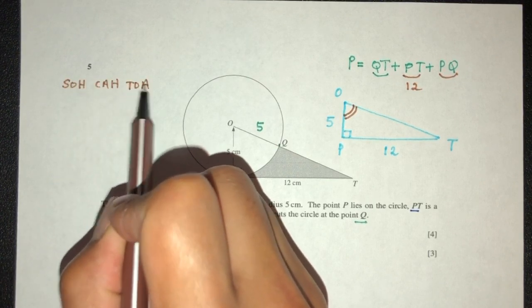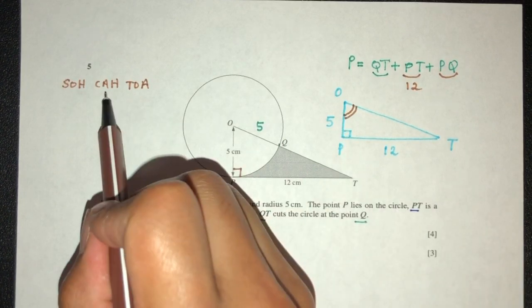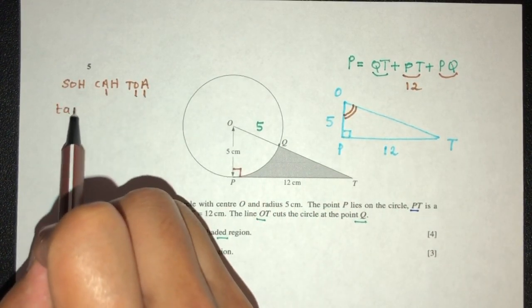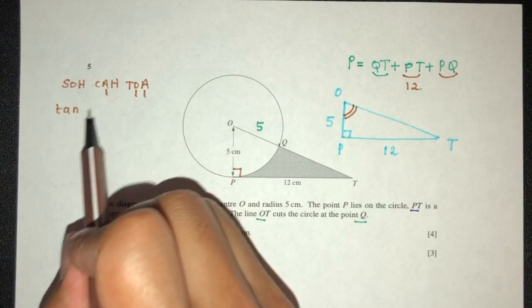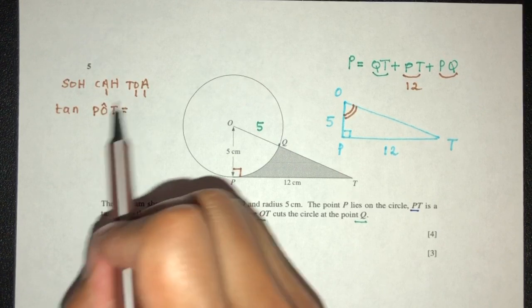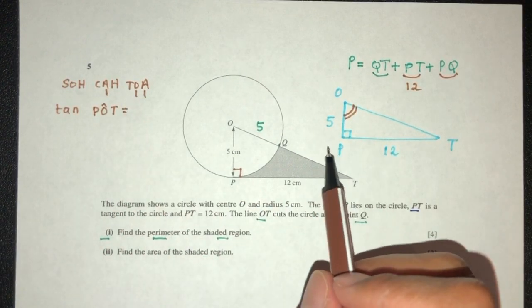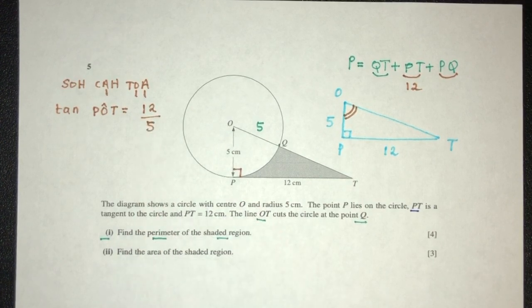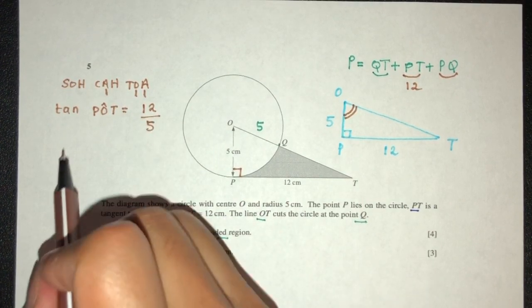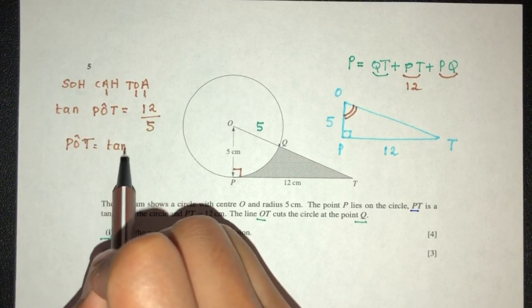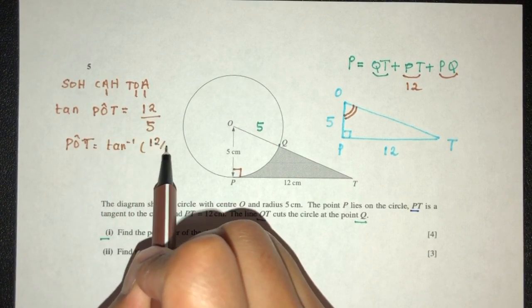That's the first step. Here we have the A side, and here we have the O side. So we have tan of the angle that we don't know, that is angle POT, equal to the opposite side, which is 12, over the adjacent side, which is 5. Right, now we have this equation. So POT is simply tan inverse of 12 over 5.